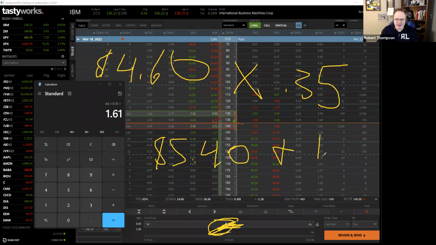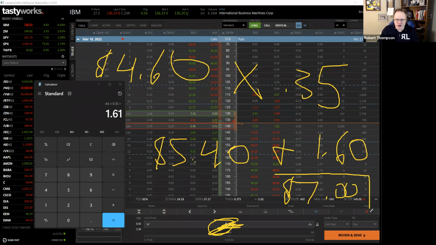$5.40 plus $1.60, I'll just do $1.60 to keep the numbers even, equals $7. This is what you're going to try to close your spread for. That's your GTC order target.